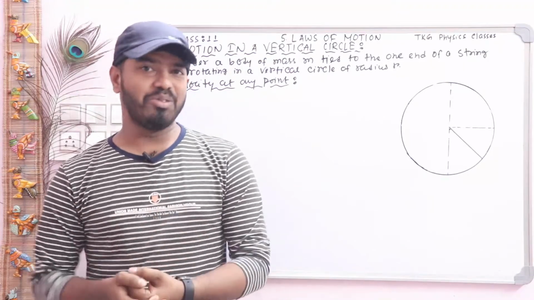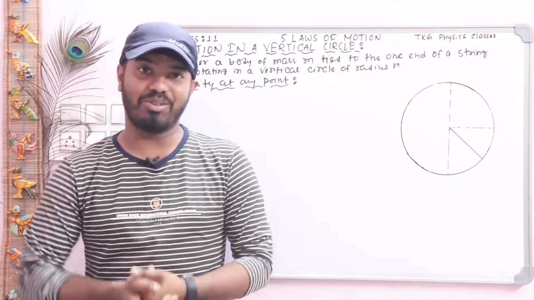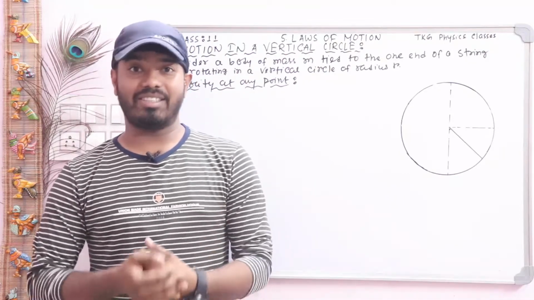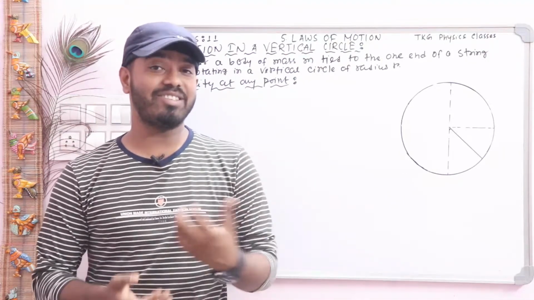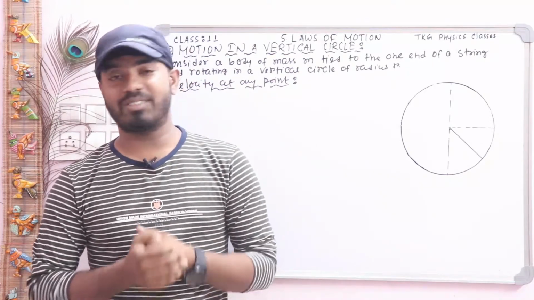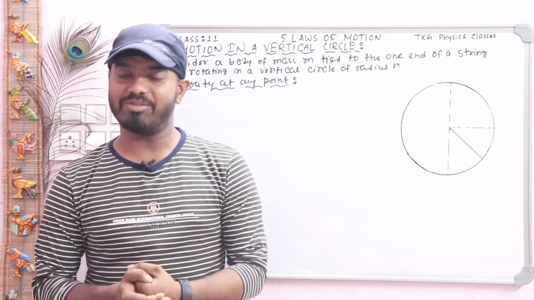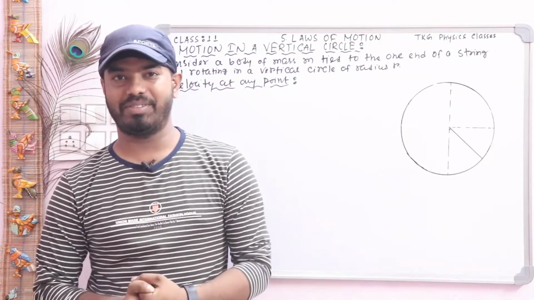So students, all of you know we are already at the last part of the laws of motion chapter. Basically this is our last lecture also. In this lecture, we will discuss the vertical motion of a particle. This lecture is very interesting, students. You have to watch this video till the end to learn the entire concept.